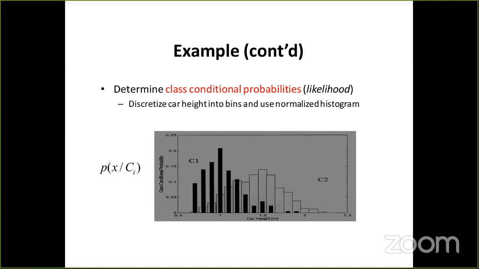Exactly, yes. And so once we arrive at these histograms, we can see that for category one, most cars are centered around 1 meter in height. And for category two, we see that most cars are centered around 1.5 meters in height.